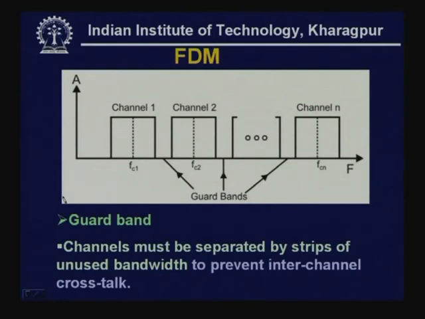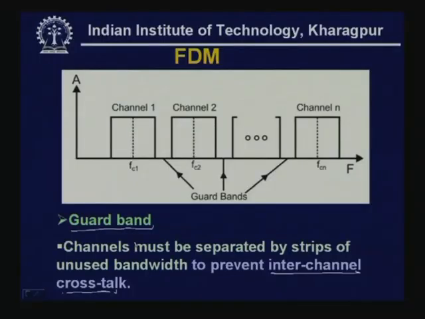And here it is shown in more detail, with the carrier frequencies Fc1, Fc2 and Fc3. Apart from having separate bandwidths for each of these signals coming from different sources, there is some extra overhead, which is known as guard band. This guard band is necessary so that channels are separated by strips of unused bandwidth to prevent inter-channel crosstalk. If the channels are very close, then the signal of one channel will disturb the signal of another channel.